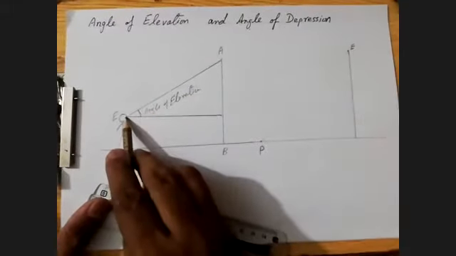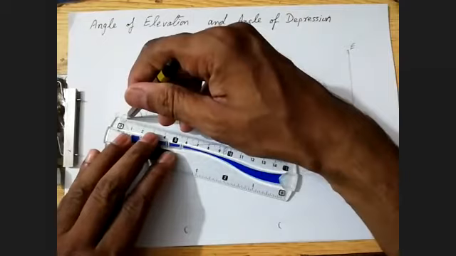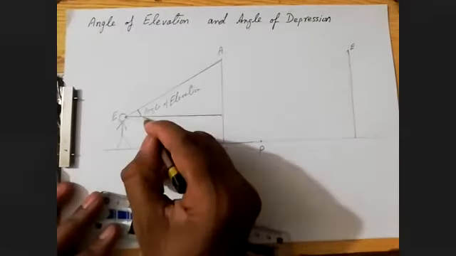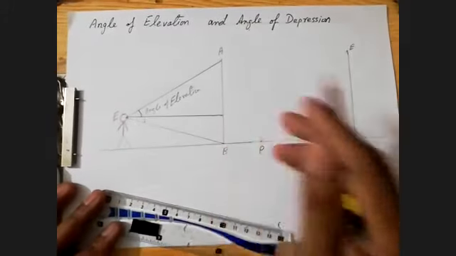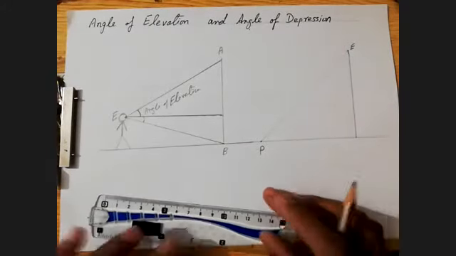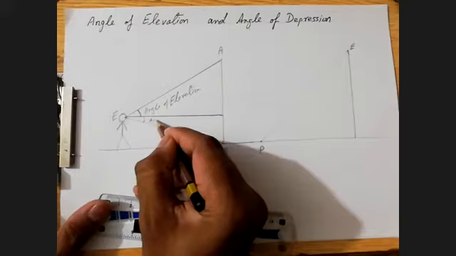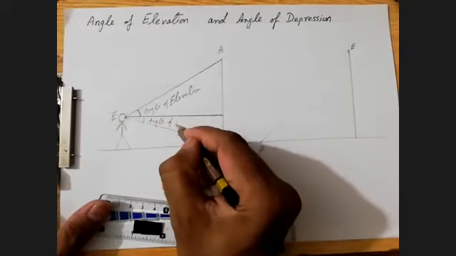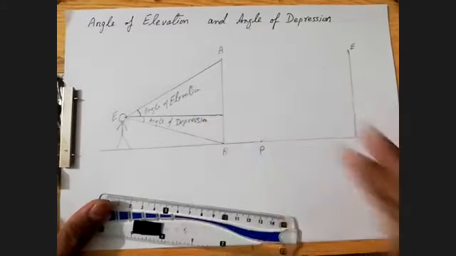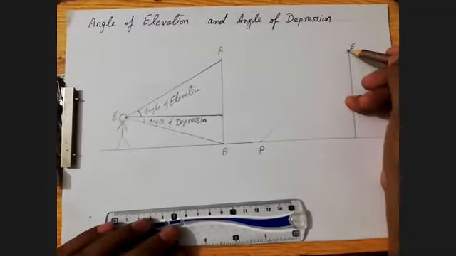Now, if the same person at the same time looks at the bottom of that building, he is looking at the bottom of the building, like B. This angle with the horizontal, remember this, whether this is the angle of elevation or the angle of depression, both the angles are made from the horizontal line. So this angle is called angle of depression. Angle of depression.